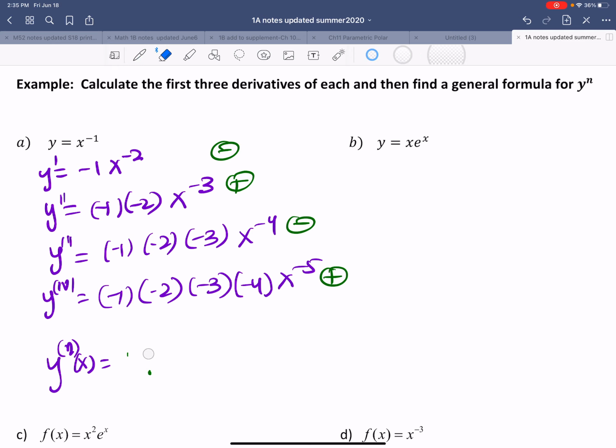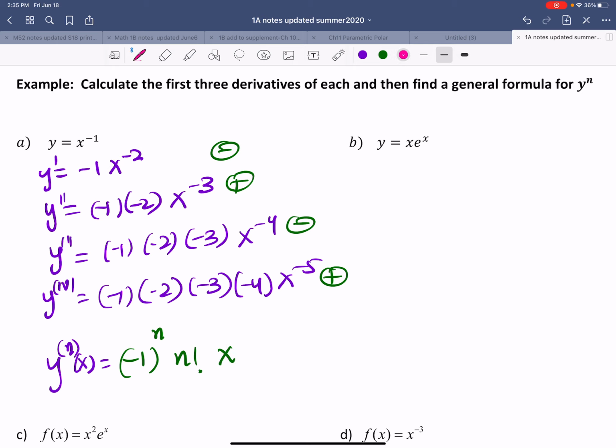Actually, let's take care of the positive and negative first. Okay, so negative 1 to what exponent? Negative 1 to the nth power. When I'm doing the first derivative, this will give me negative. If I'm doing the second derivative, negative 1 to the second power will become positive. Then we have n factorial x to the power.